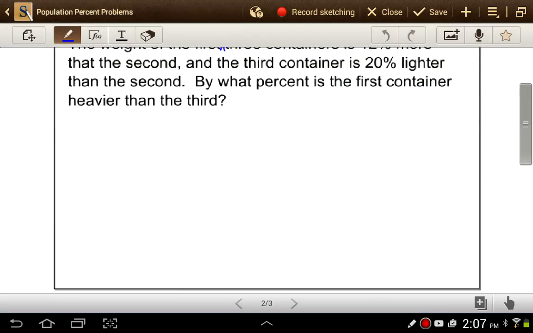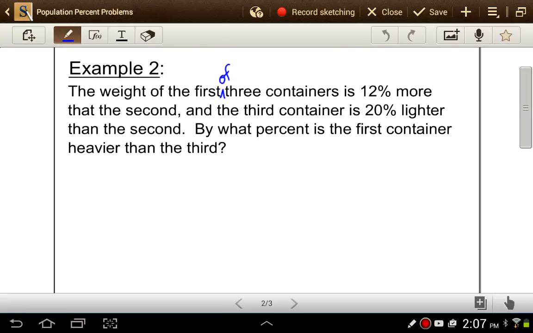In example 2, what we have is the weight difference of different containers. The first container is 12% more than the second, and the third container is 20% lighter than the second. Now, we don't know what the second container is, so since they're both based off that, we're going to call the second container 100%. That's kind of like our base weight. We're basing everything off that, so that's going to represent 100%.